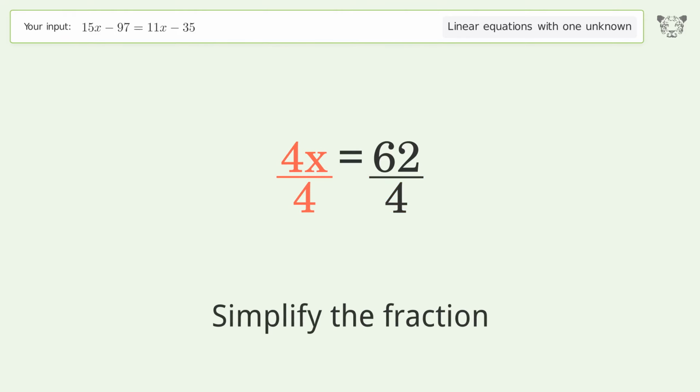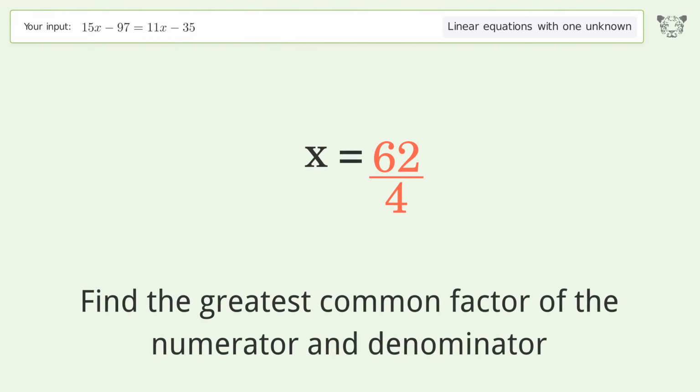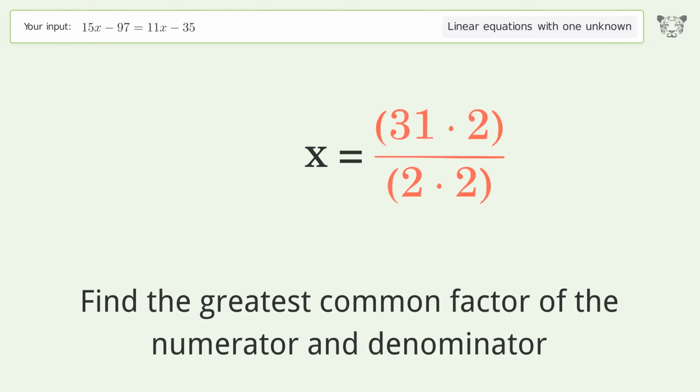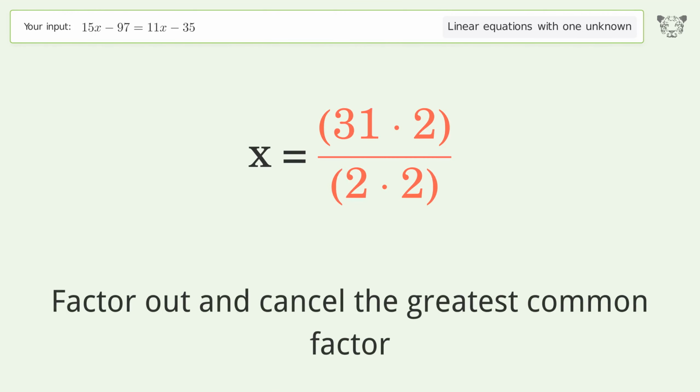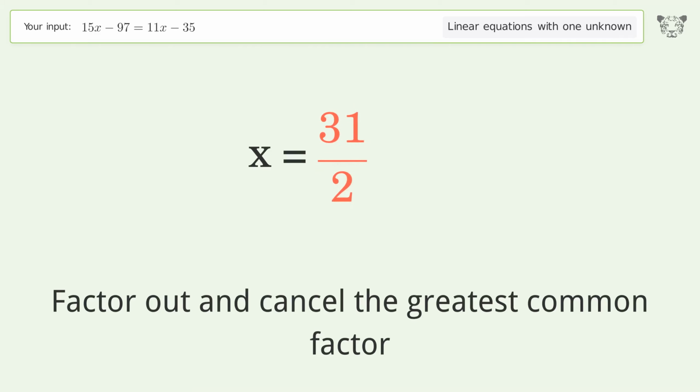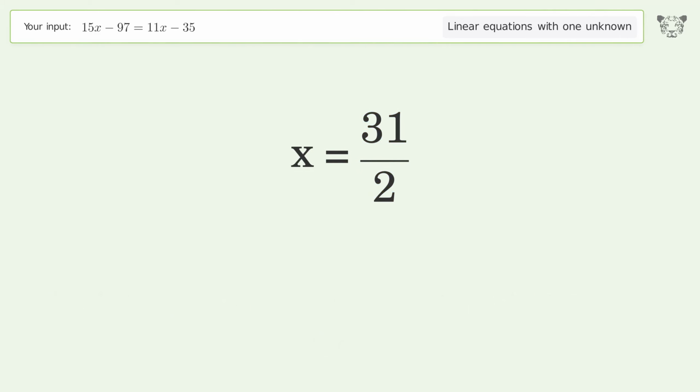Simplify the fraction. Find the greatest common factor of the numerator and denominator. Factor out and cancel the greatest common factor. And so the final result is x equals 31/2.